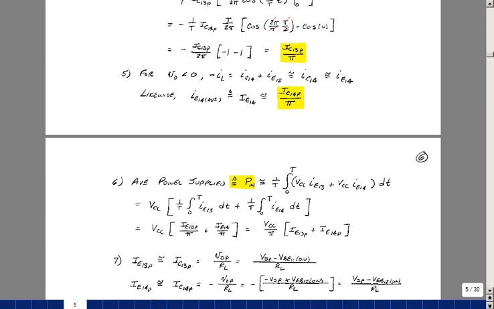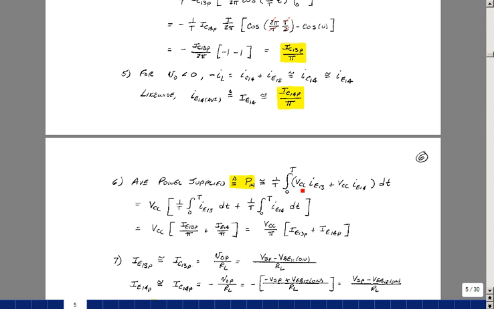Okay, to calculate efficiency, we need to calculate the average power out over the average power in. And so the average power in is going to be the product of the voltage and current of the two power supplies, because they're both giving up power. We're going to add those up and then integrate over a period and divide by the period.